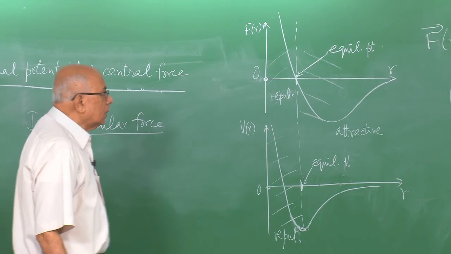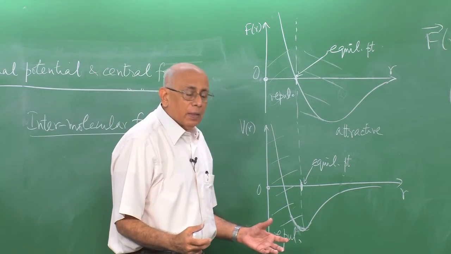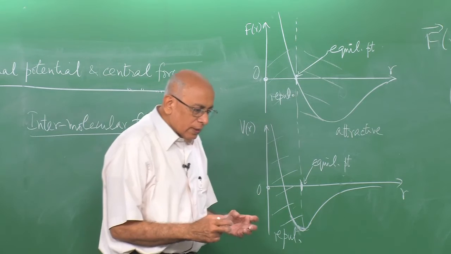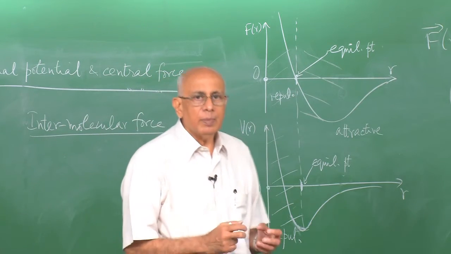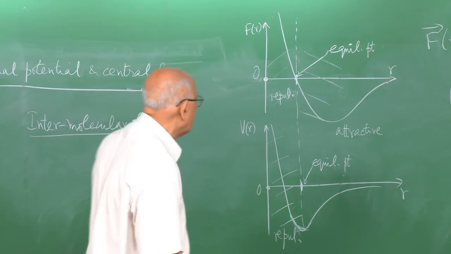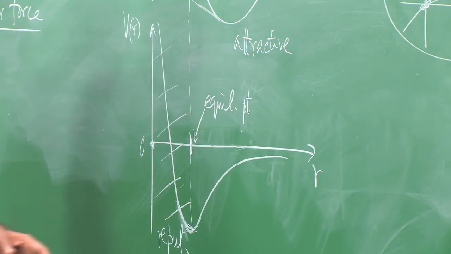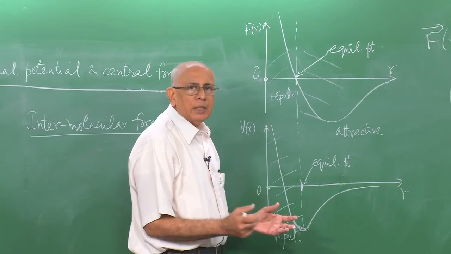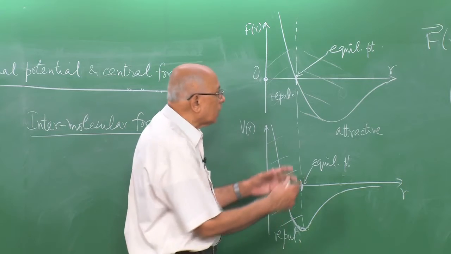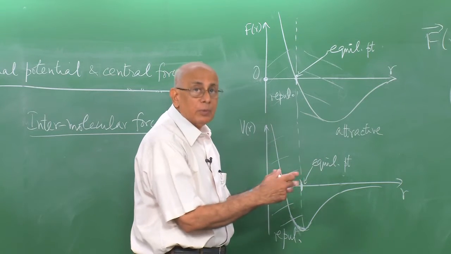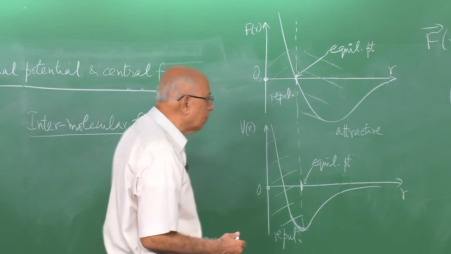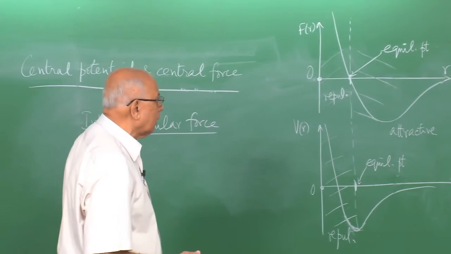So if there are no other effects and you manage to put these two molecules exactly this distance apart, this system will be in equilibrium, in stable equilibrium at this point. Of course, in a real substance there are thermal agitations and so on, so the particles will move about, perhaps oscillate about this point of equilibrium, leading to a variety of interesting effects.